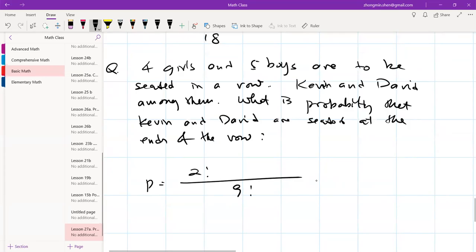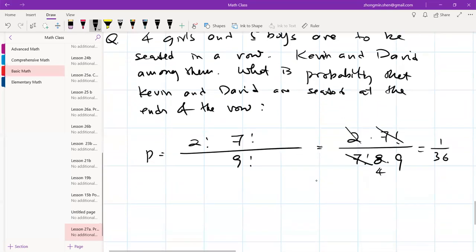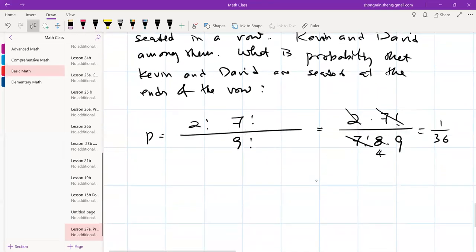The first step, put Kevin and David at the 2 ends of the row. Then you have 7 students left. You can randomly put them in the middle. So the answer will be 2 times 7 factorial over 9 factorial. The 7 factorial cancels out, and this will be 2 over 72, which is 1 over 36. Yeah, great. Kevin did it correctly this time.